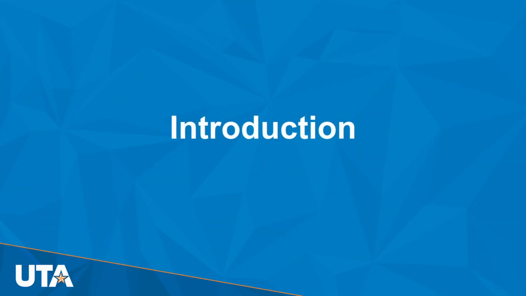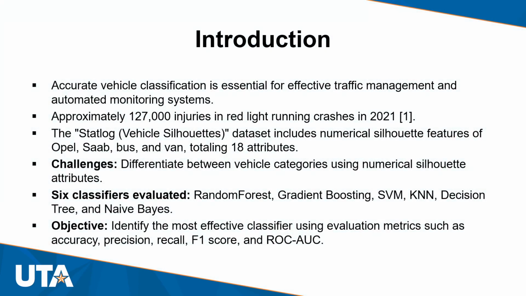Introduction. Accurate vehicle classification is crucial for automated traffic management and safety. In 2021, around 127,000 people were injured due to crashes involving red light violations.